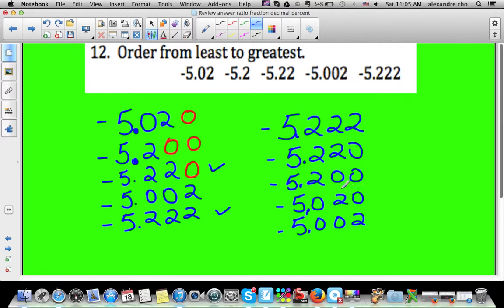So, like I said, order from least to greatest. Like I said, the bigger the number, the smaller its value when we're talking about negatives. So the biggest number was this, 5.22, which makes this our number with the least value. And obviously our smallest number, when we talk about negative, makes it the greatest. And everything else is in order from least to greatest. Okay, so there's a little trick that you might want to use.